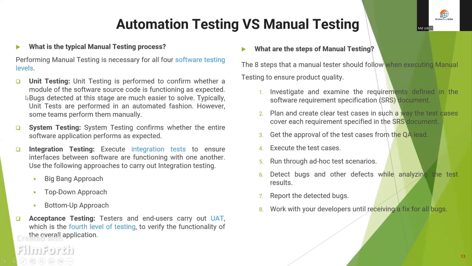And manual testing processes include unit testing, system testing, integration testing, etc. What is unit testing, Habib? Unit testing is where we test each functionality separately, and if we find any bugs, we fix them and then test again. That's unit testing.